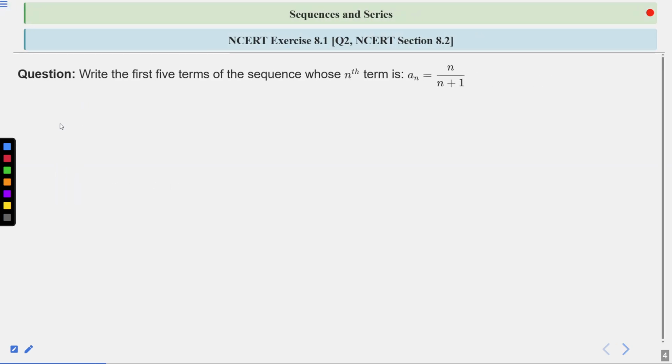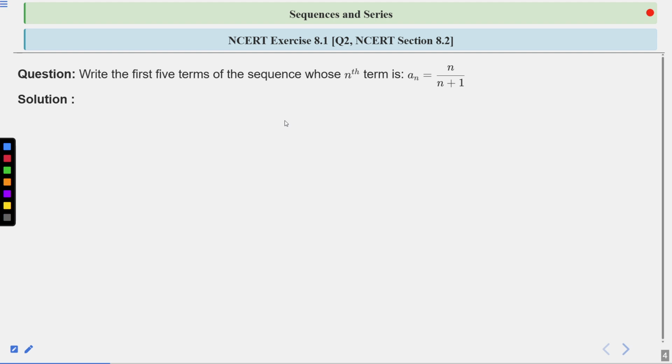Now this question. Again, write the first 5 terms of your given sequence where an, meaning the nth position term, is given by this rule, n by (n plus 1). Just substitute your first 5 n values, meaning 1, 2, 3, 4, 5, in order to get the first 5 terms of your given sequence.